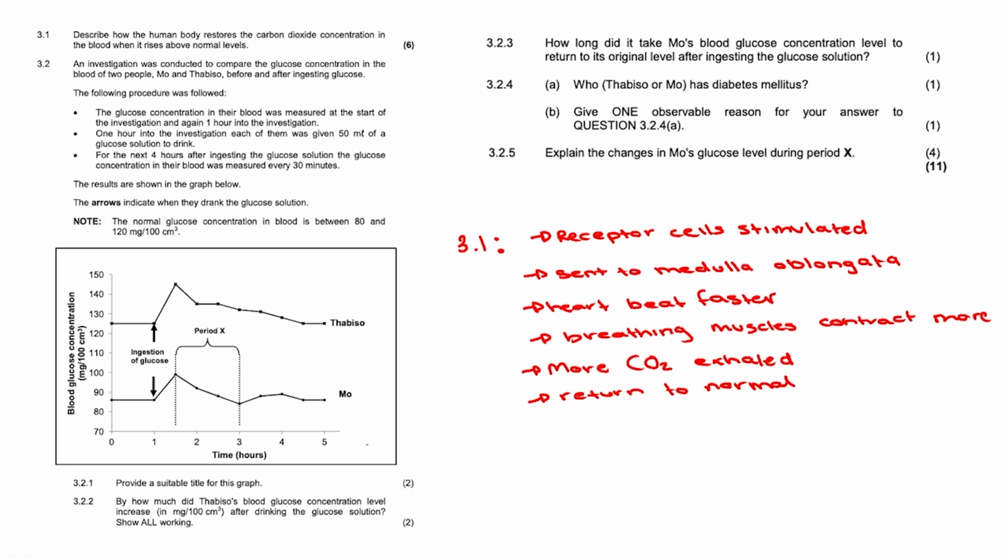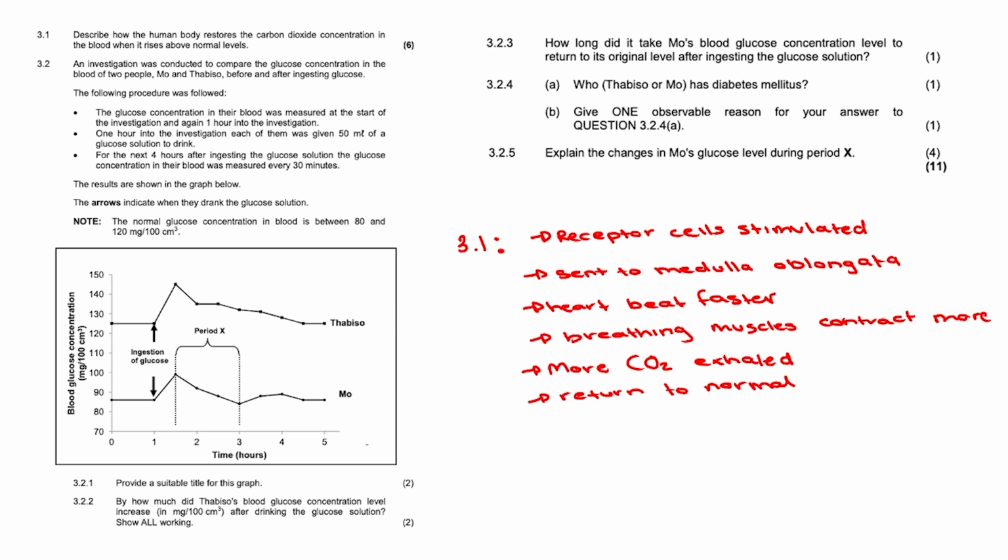Question 3.2. An investigation was conducted to compare the glucose concentration in the blood of two people, Mo and Thabiso, before and after ingesting glucose. The following procedure was followed. The glucose concentration in their blood was measured at the start of the investigation and again 1 hour into the investigation. 1 hour into the investigation, each of them was given 50 ml of a glucose solution to drink. For the next 4 hours after ingesting the glucose solution, the glucose concentration in their blood was measured every 30 minutes. The results are shown in the graph below. The arrows indicate when they drank the glucose solution.